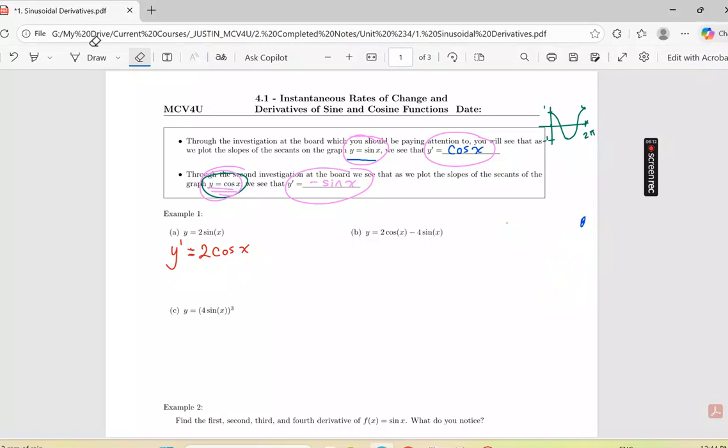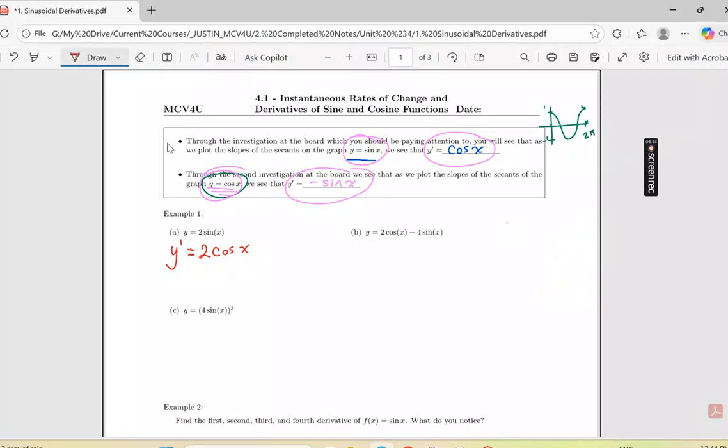Okay, so what is the derivative of b? Well, y prime would equal 2 times the derivative of cos x, which is negative sine x, minus 4 times the derivative of sine x, which is just cos x. So y prime is equal to negative 2 sine x minus 4 cos x. All I did was simplify this.